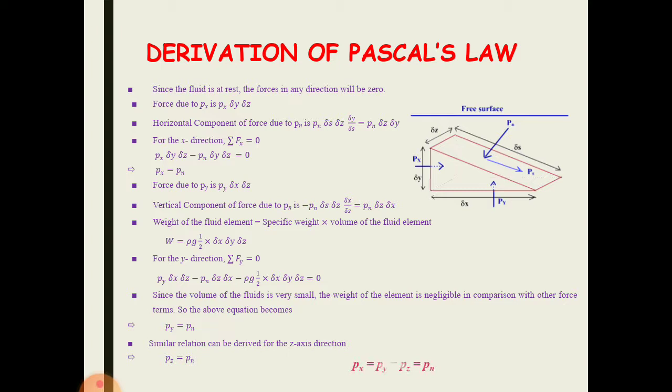Combining all these equations, we get Px is equal to Py is equal to Pz is equal to Pn. That is, pressure at a point is the same in all directions. And this theory is known as Pascal's law.